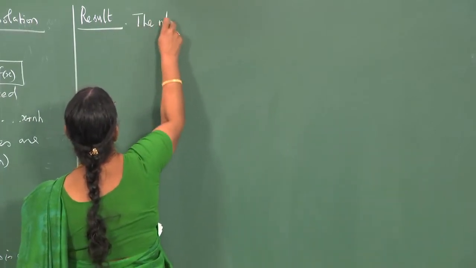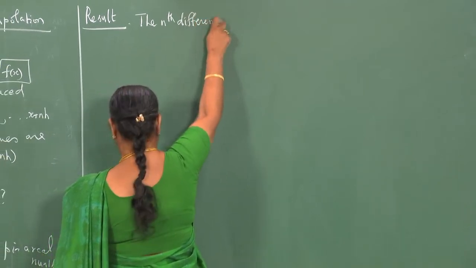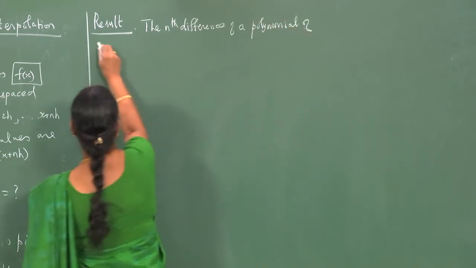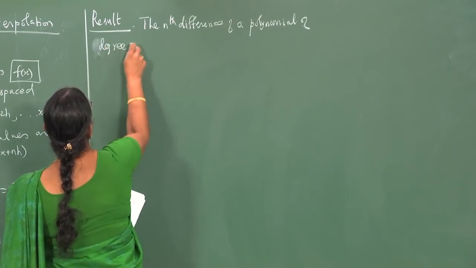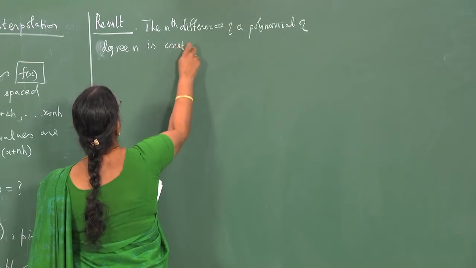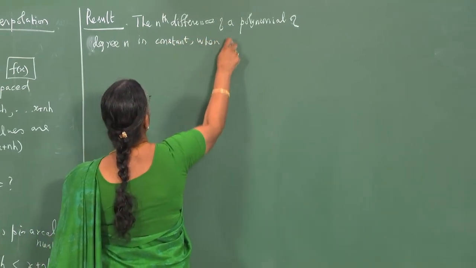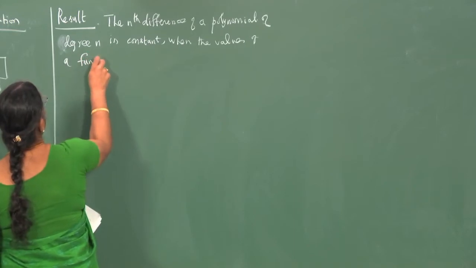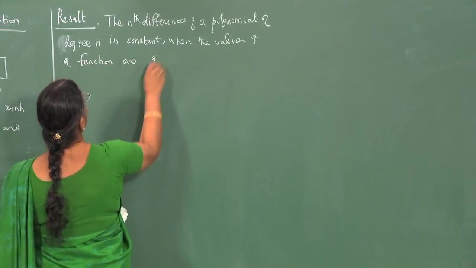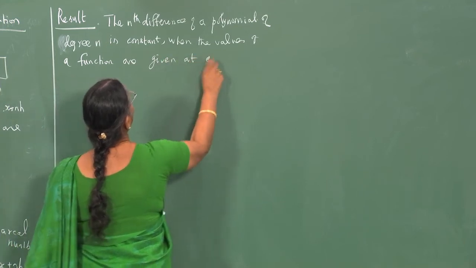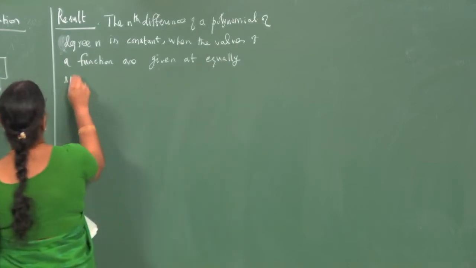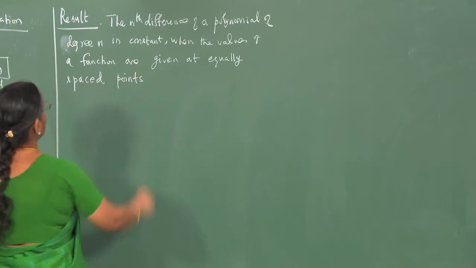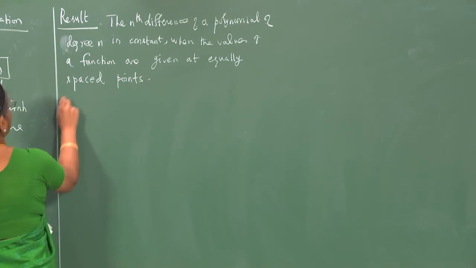So, the result says the nth difference of a polynomial of degree n is constant when the values of a function are given at equally spaced points. So, let us take a polynomial. So, let us prove this result.